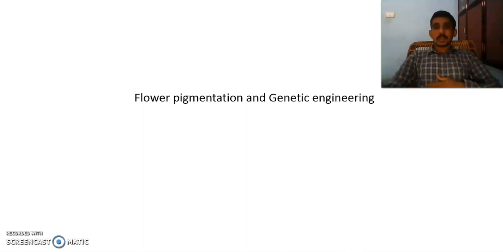Hi, good morning. In this video class, I would like to explain the topic flower pigmentation and genetic engineering. We know that the flower is the main sexual reproductive organ of angiosperms, and that a flower possesses mainly four parts. One is calyx, second is corolla, third is androecium, and the fourth is gynoecium. Calyx is made up of sepals, corolla is made up of petals, androecium is made up of stamens, and gynoecium is made up of carpels.